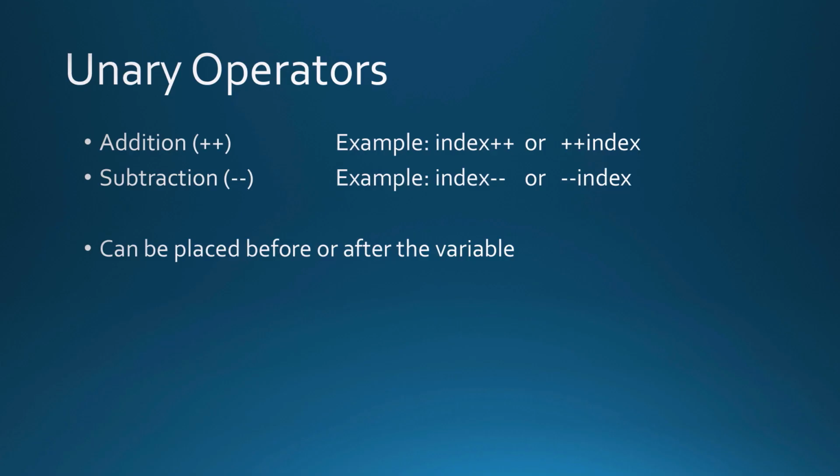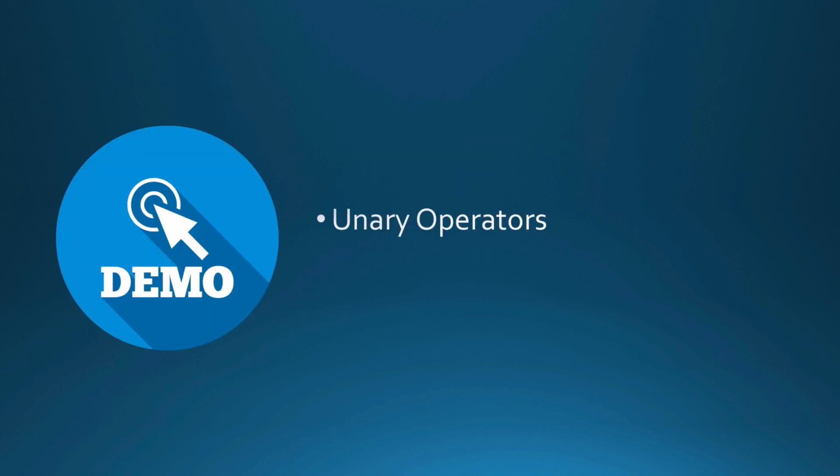Another great feature of C# is unary operators. This is where we want to simply add 1 to a variable, and we can do addition or we can subtract 1 from a variable using minus minus or plus plus. And that operator can go before or after the variable, and it makes a difference. So let's take a look at how it makes a difference by studying the unary operators.